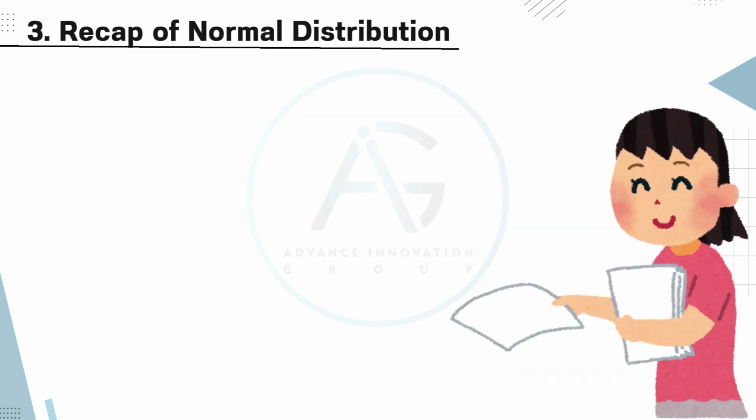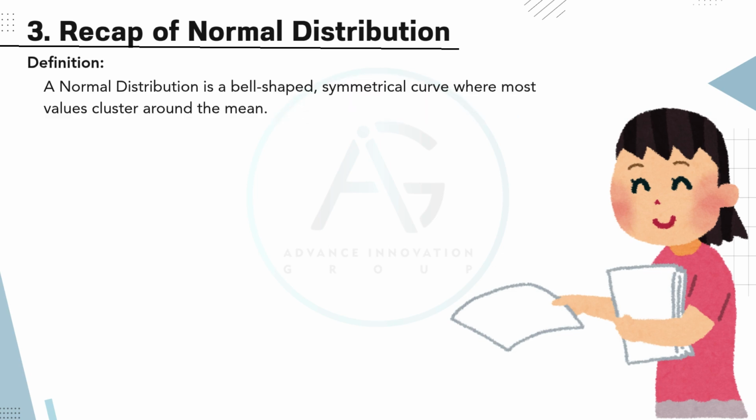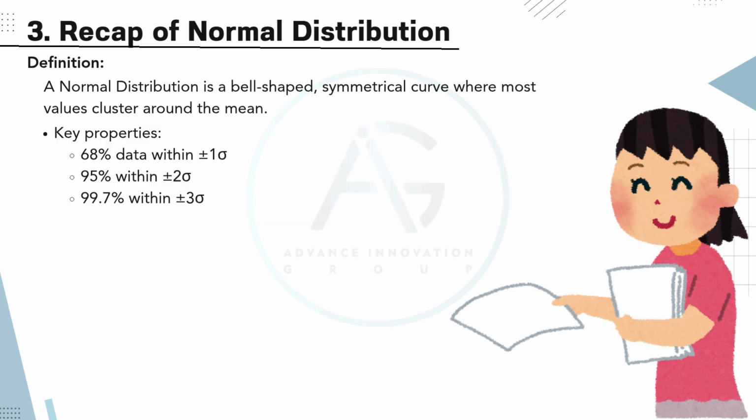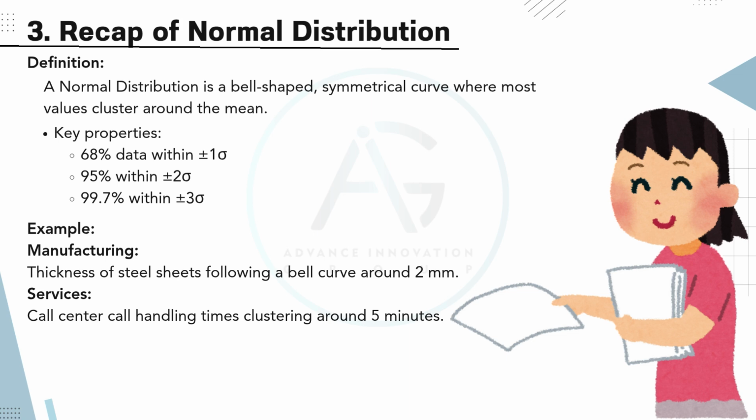3. Recap of normal distribution. Definition. A normal distribution is a bell-shaped symmetrical curve where most values cluster around the mean. Key properties: 68% of data within plus or minus 1 sigma, 95% within plus or minus 2 sigma, 99.7% within plus or minus 3 sigma. Example: manufacturing. Thickness of steel sheets following a bell curve around 2 millimeters. Services. Call center call handling times clustering around 5 minutes.